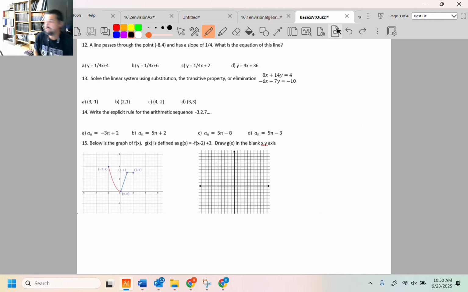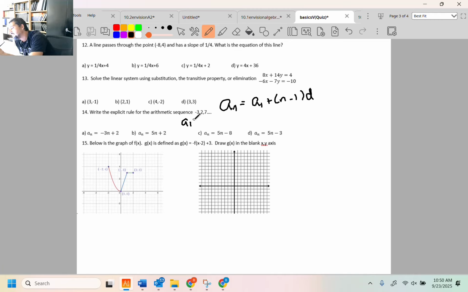All right, for 14, you got to know a rule. But you got to memorize, man. The nth term of an arithmetic sequence is the first term plus n minus 1 times the common difference d. And that's the issue we have in mathematics, is you kids don't want to memorize. You have to memorize. So the first term is negative 3, and the difference as we move from left to right is that we gain 5. Negative 3 plus 5 is 2. 2 plus 5 is 7.